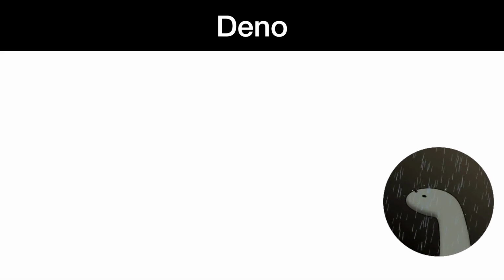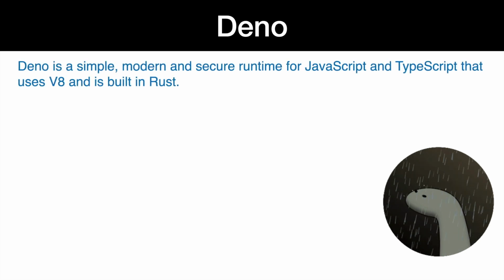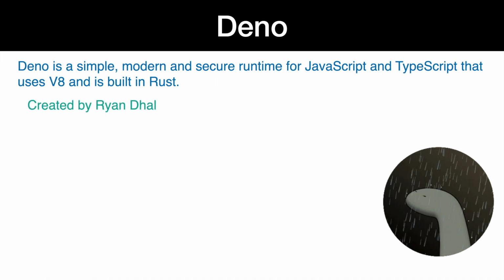Here is a brief intro about Deno. Deno is a simple, modern and secure runtime for JavaScript and TypeScript that uses V8 and is built in Rust. It was created by Ryan Dahl, who is also the creator of Node.js.